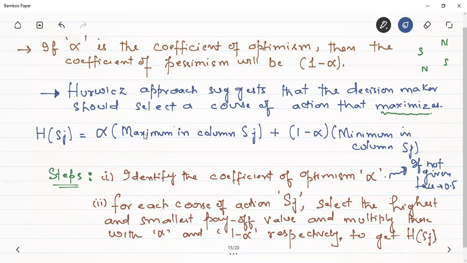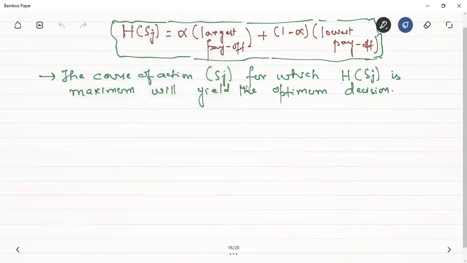You can see that we have to see what is the maximum value in a particular course of action and what is the minimum payoff in that course of action, and we have to multiply those by alpha and 1 minus alpha respectively. The maximum is to be multiplied by alpha and the minimum is to be multiplied by 1 minus alpha. So after calculating this, we will get the value of H, which will be equal to alpha into the largest payoff, the maximum payoff, plus 1 minus alpha into the lowest payoff.